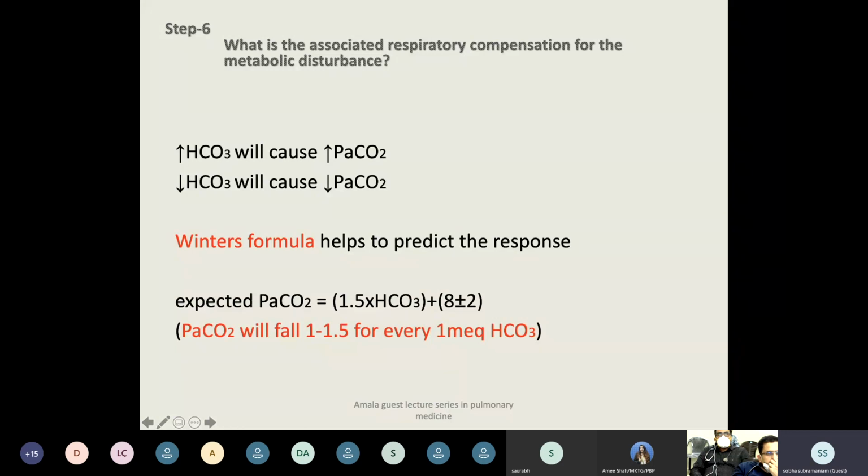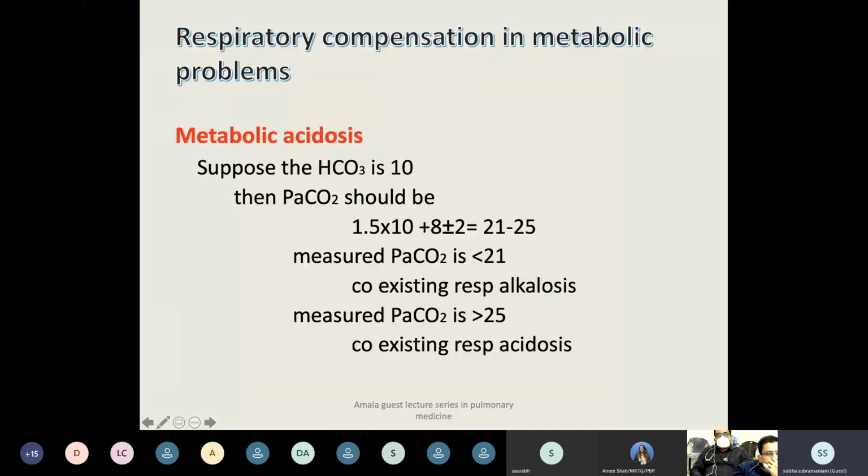So how will you calculate this? The formula is 1.5 times the bicarbonate value plus 8, plus or minus 2. The PaCO2 will fall by 1.5 for every 1 milliequivalent of bicarb. Let me give an example. Suppose a patient has metabolic acidosis and the bicarbonate is 10. How will you calculate the expected PaCO2? It is 1.5 times 10 plus 8, plus or minus 2. So the range is between 21 and 25.